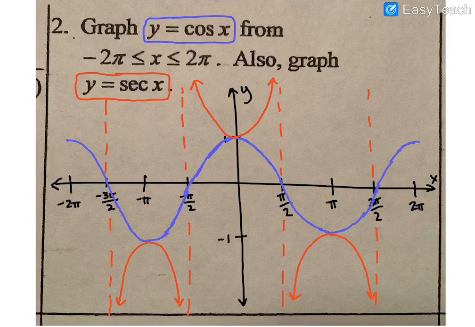Okay. I would encourage you for the test to be comfortable with the cosine secant pairing that we just did, and also the sine cosecant pairing, which would be knowing your sine graph and then being able to create the cosecant graph.